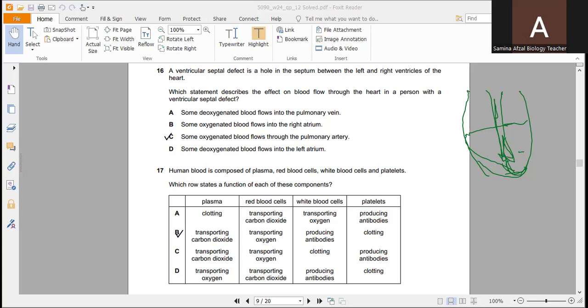So first of all, we will go with option A. Some oxygenated blood flows into the pulmonary vein. The pulmonary vein carries oxygenated blood from the lungs to the left atrium, and deoxygenated blood would not flow into it. So this is not the correct option. Some oxygenated blood flows into the right atrium. Blood flows from the right atrium to the right ventricle, not the other way around.